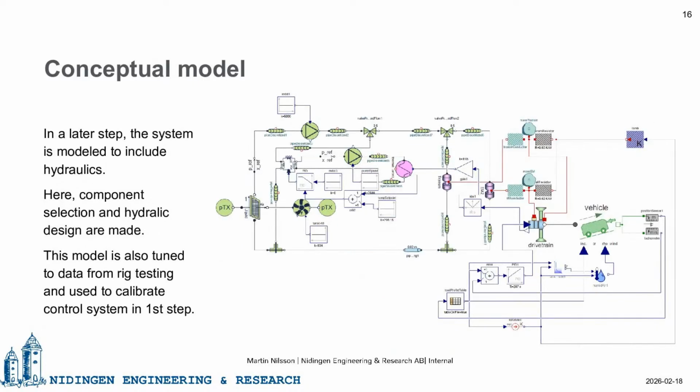And then once we've done that, we model the system again using the other library, the flow library, where I showed you the connector and the media model. And we include hydraulics. So this allows us to actually design the hydraulic circuit. We can select components. We can use this as a guide in selecting components. Pumps, fans, we can size the heat pump, hose and pipe diameters and lengths. We design the system hydraulically.